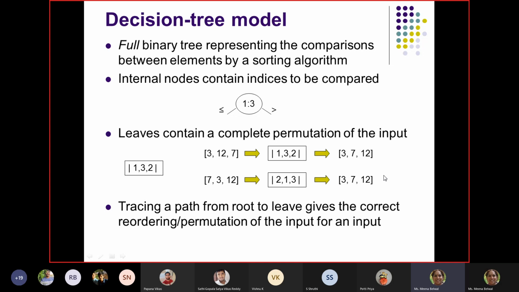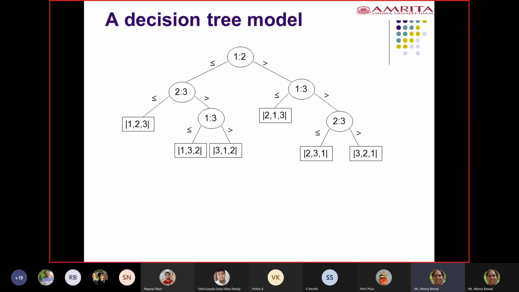So a leaf will actually represent the complete permutation of the input. Not all the leaves are going to represent the sorted input. We will see how. Tracing a path from root to leaf gives the correct reordering or permutation of the input for a given input. We will see how exactly it happens. We already know this, we have already done this, probably this is a revision for you. I will just tell you the structure and then we will trace it with one example.